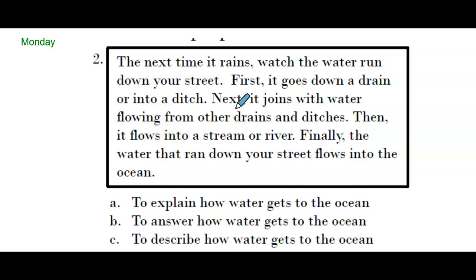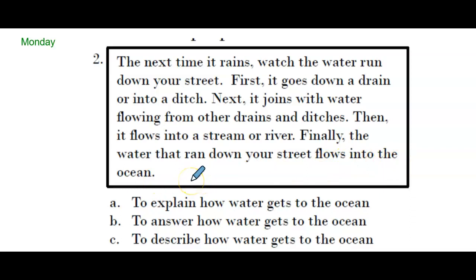Here we go. The next time it rains, watch the water run down your street. First, it goes down a drain or into a ditch. Next, it joins with water flowing from other drains and ditches. Then, it flows into a stream or river. Finally, the water that ran down your street flows into the ocean.